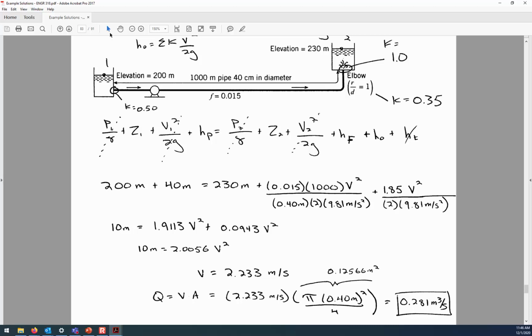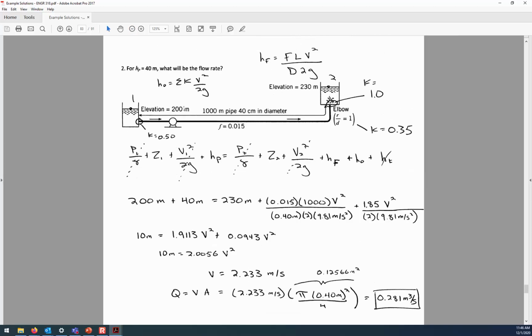So there undoubtedly will be some kind of problem on the final exam that looks like this. I haven't written the final exam yet, but there almost always is some kind of problem like this where you're having to account for both local losses and friction losses, and you'll be given a certain amount of pump head and then determine what's the resulting flow rate that can occur.